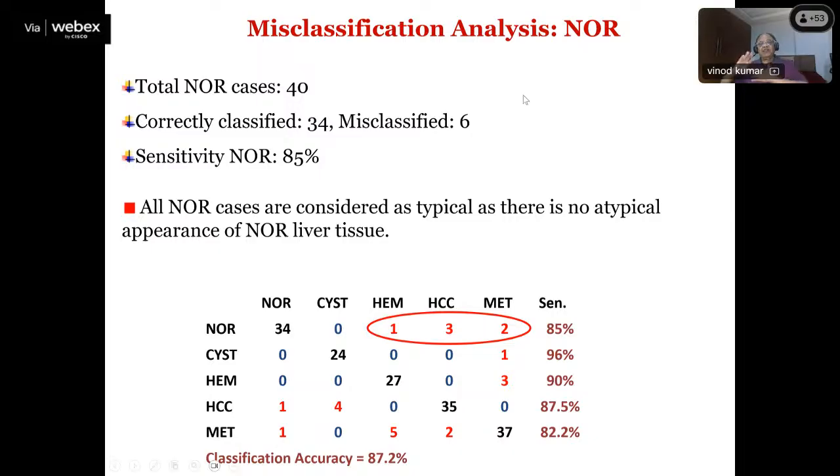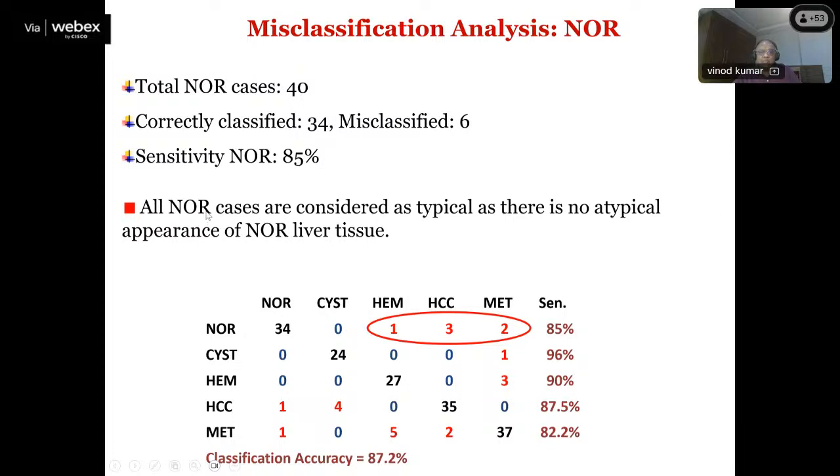So again, we never stopped at this particular point. We again did the misclassification analysis. At each point, we tried to understand where the classification is not correct. In case of normal, 40 cases, 34 correctly classified, 6 misclassified. So 1, 3, and 2.